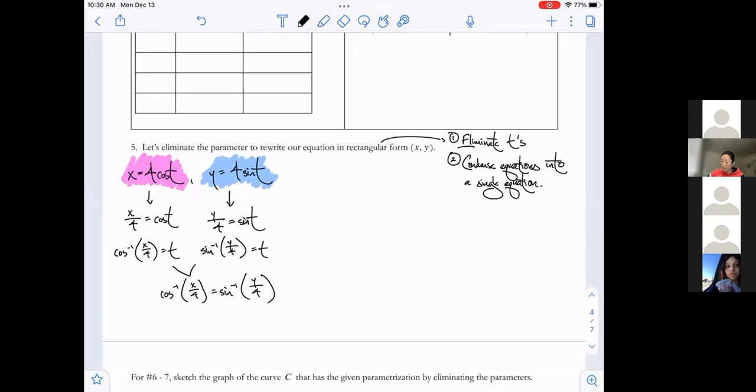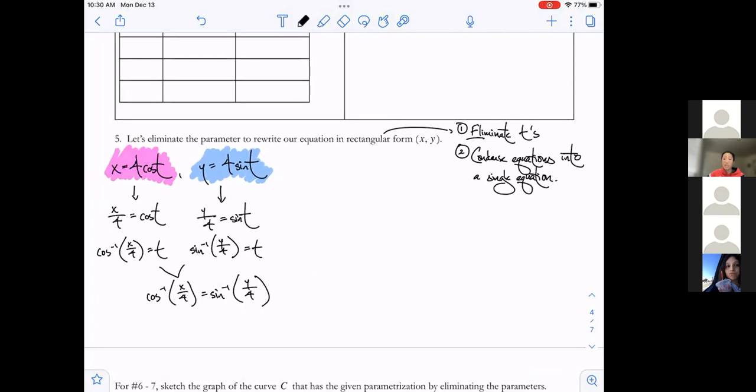So did we achieve this goal? Did we eliminate the t's and condense equations into a single equation? Yeah, we did. Okay. There is nothing mathematically wrong with this. Absolutely nothing. Unfortunately, you will not see this in an answer key. Which doesn't mean that it's wrong. So I just want to make that really clear. What we have here is mathematically correct. You have technically eliminated the parameters to rewrite the equation in rectangular form. You have no more t's, you only have one equation, and it has x's and y's, okay?